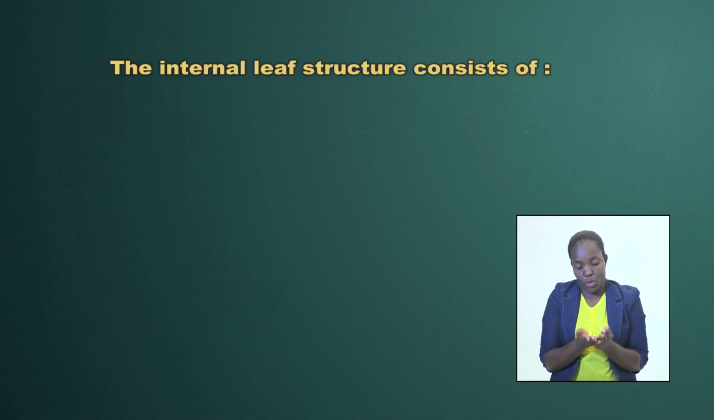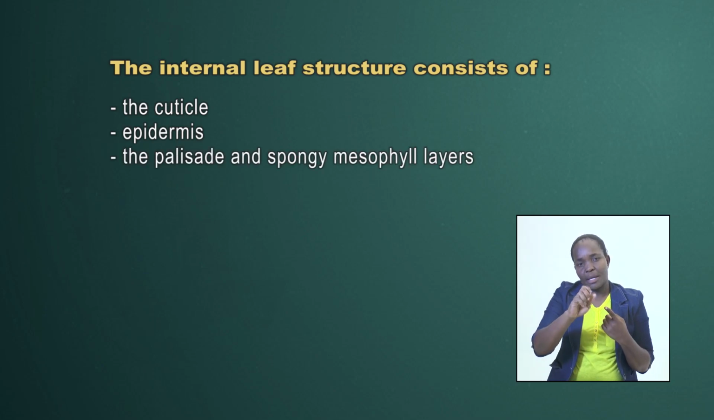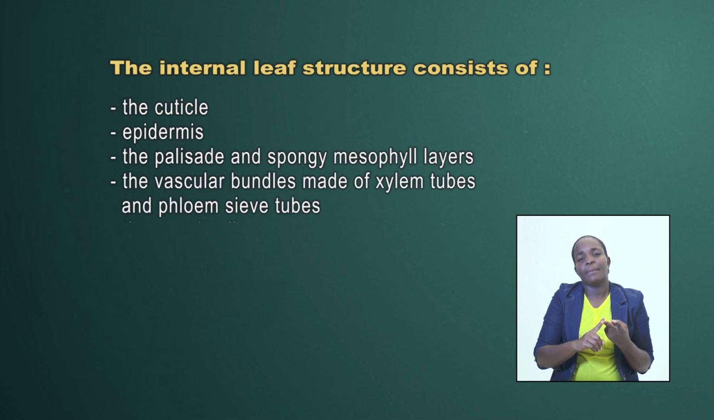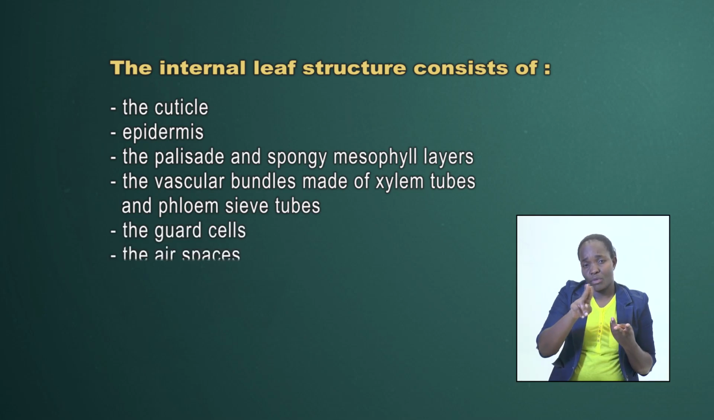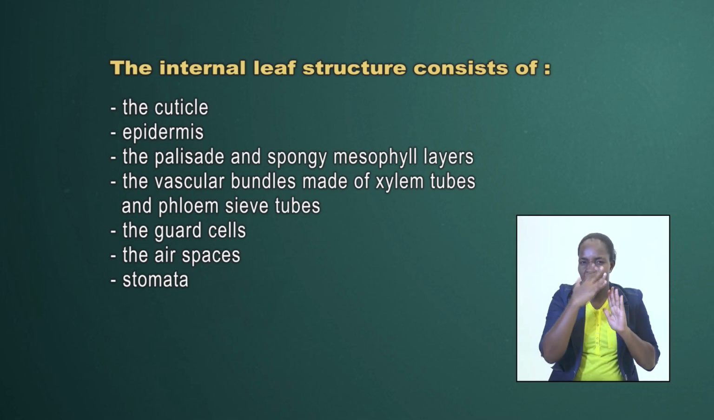The internal leaf structure consists of the following parts that we have to know: the cuticle, the epidermis, the palisade, the spongy mesophyll layers, the vascular bundle made of xylem tubes, the phloem sieve tubes, the guard cells, the air spaces, and stomata. It sounds like an earful, so let's talk.